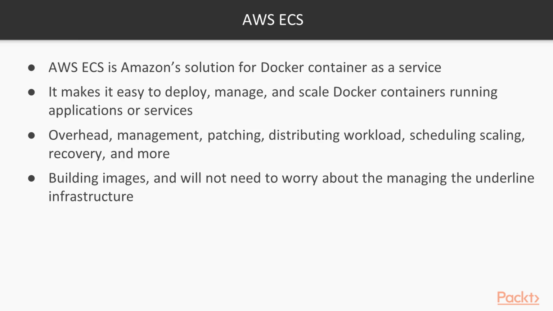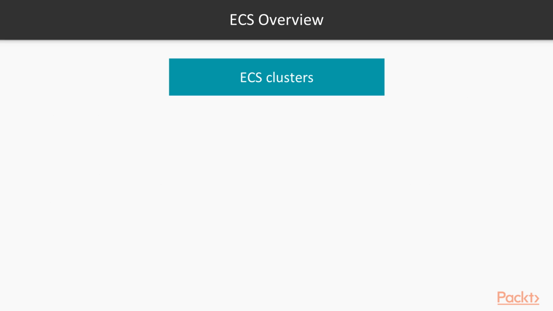ECS takes the pain of managing infrastructure away from those, so that you can focus on building your own images and won't need to worry about managing the underlying infrastructure. The very first component of ECS are clusters. One cluster is a logical grouping of tasks or services. When you first use AWS ECS, a default cluster is created for you, but you can create multiple clusters in an account to keep your resources separate.